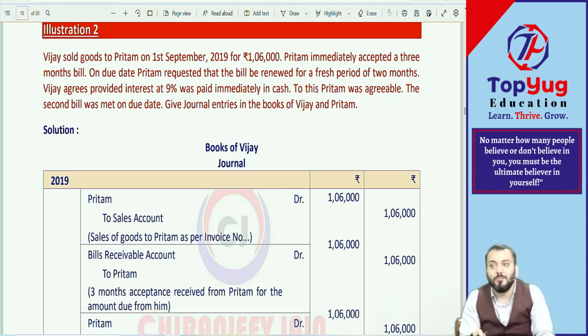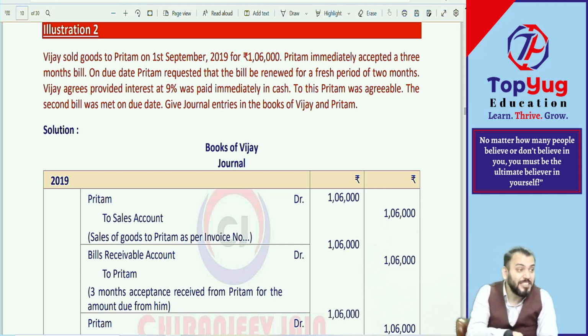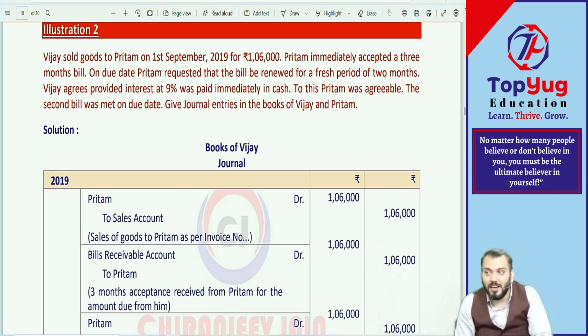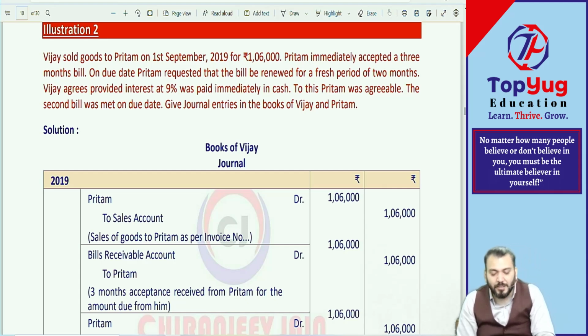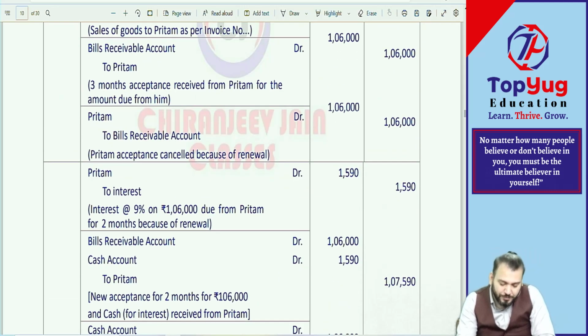Means what will be the amount of the new bill? The amount of the new bill will be equal to the amount of the old bill. Why? Because interest was paid immediately in cash. Are you getting what I am saying? The second bill was made on due date. Give journal entries in the books of Vijay and Pritam. Now, just try to understand.